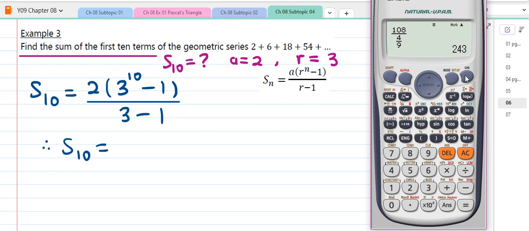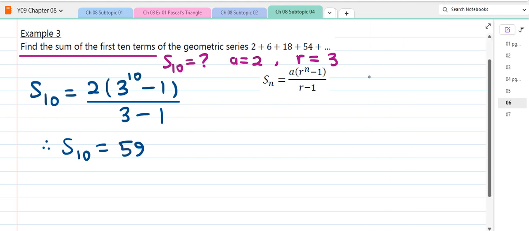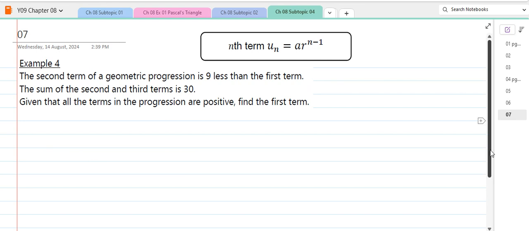Right, so let me have a look here. Form a fraction: 2 bracket 3 to the power of 10 minus 1, over 3 minus 1. So this one will give you 59,048. 59048. So that's for the third example. Right, so let's have a look at the last example for this subtopic.